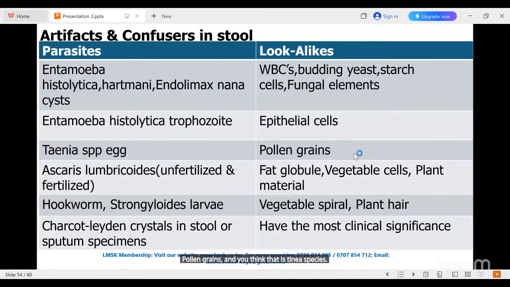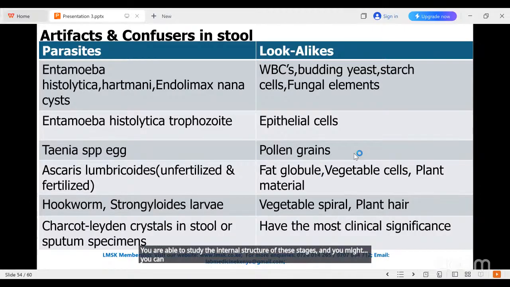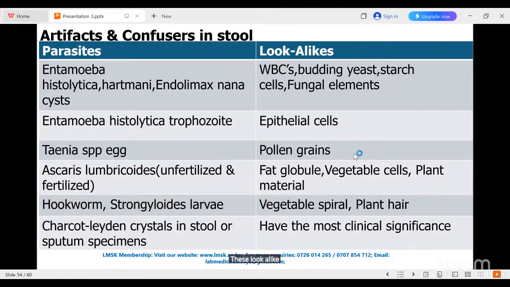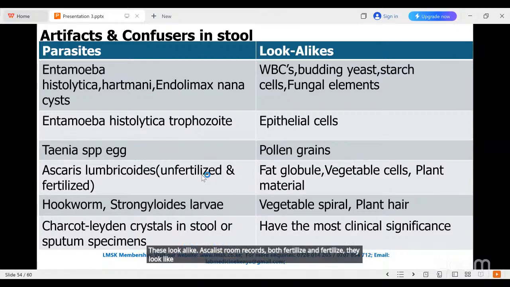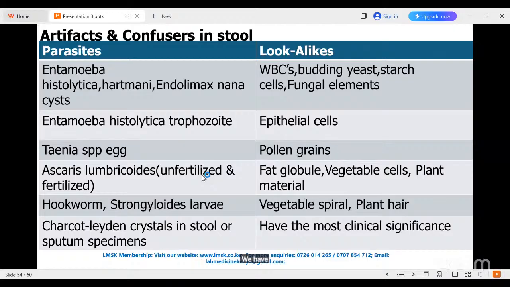So you must always master the internal structures of these stages, because when you add, for example, iodine, you are able to study the internal structures of these stages, and you cannot then confuse them with these lookalikes. Ascaris lumbricoides, both fertilized and unfertilized, look like fatty globules or vegetable cells. We have hookworm and Strongyloides larvae. They look like vegetable spirals or plant hair if there was some contamination.